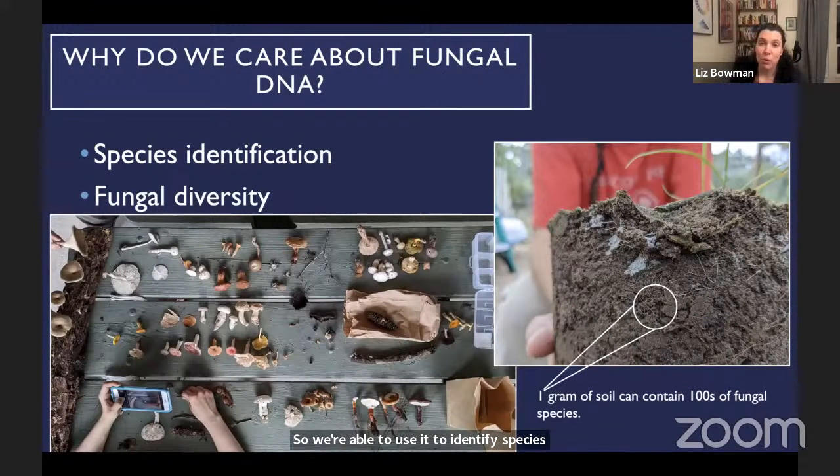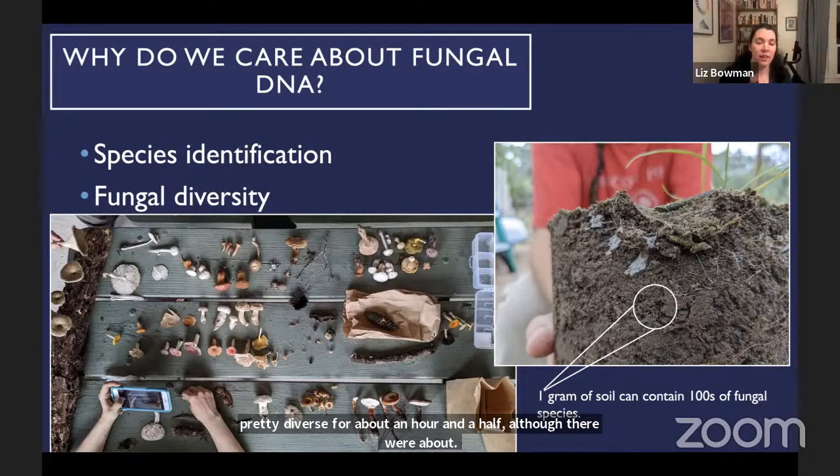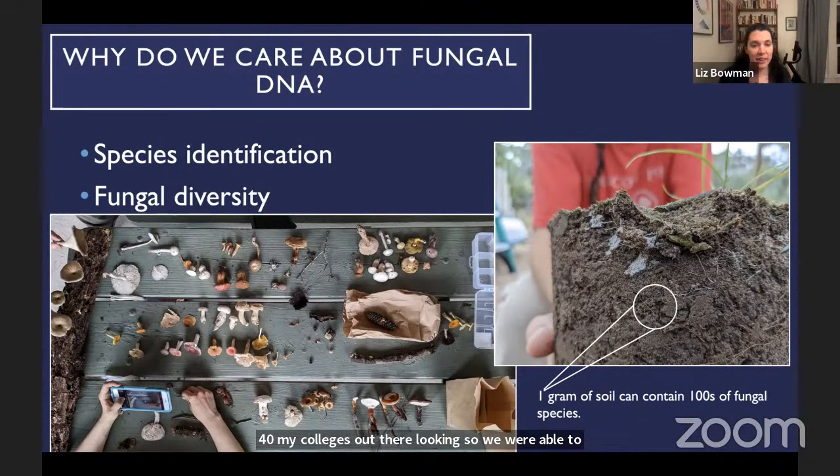DNA is also really important to help figure out fungal diversity. If you have a survey that you're conducting in an area, if you go out and collect, this was collected in one day in Florida, I guess 2 summers ago now, and it's pretty diverse for about an hour and a half, although there were about 40 mycologists out there looking. So we were able to collect a lot. But if you wanted to identify all of these species, it would take some time.